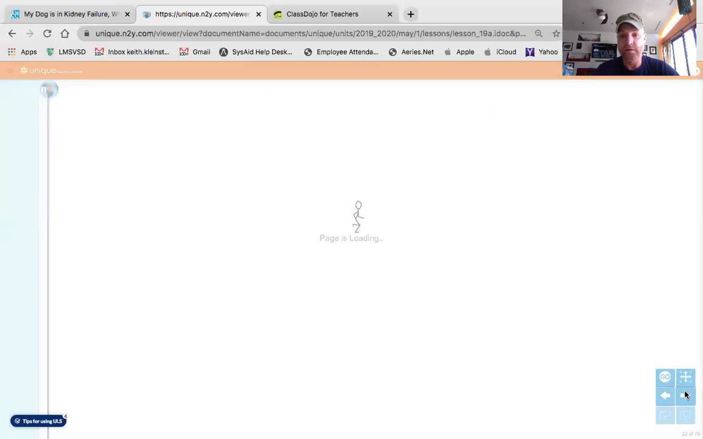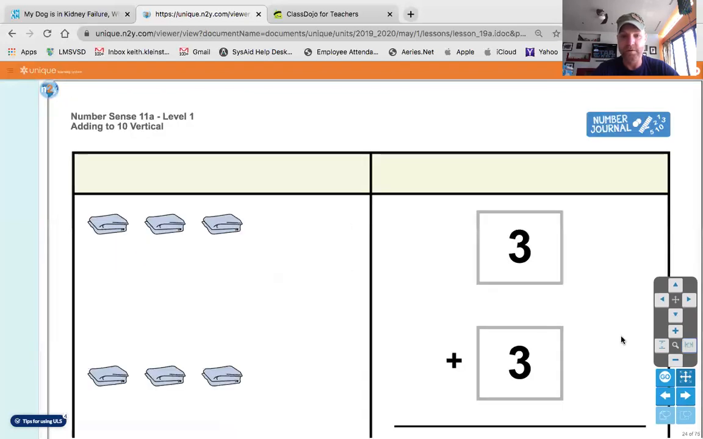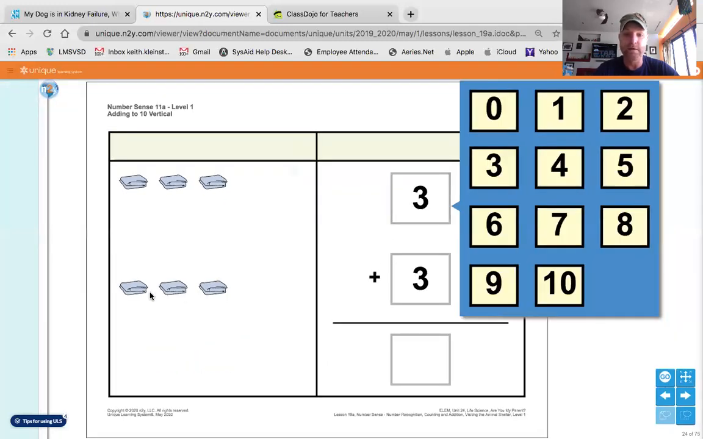Okay. That's the third level. We're going to go to the one with the most supports right now. Here we go. Some addition. So we've got 3 cows plus 3 cows. So we can count like we did before. We can start at 3. Okay. Start at 3.